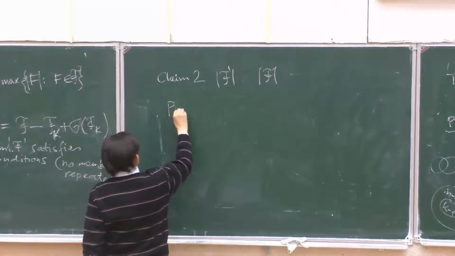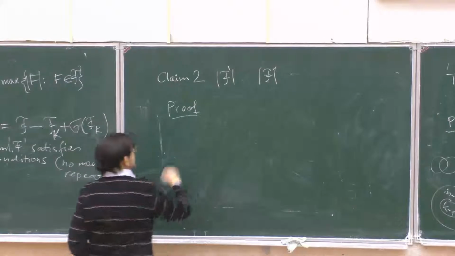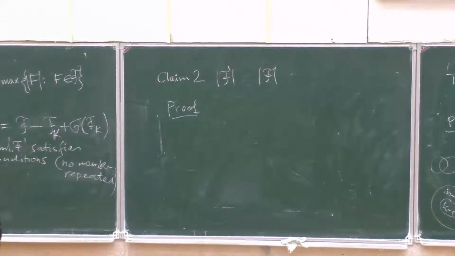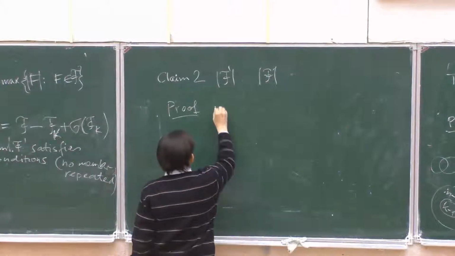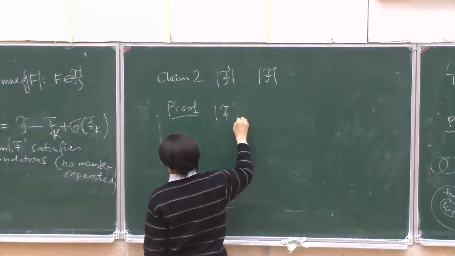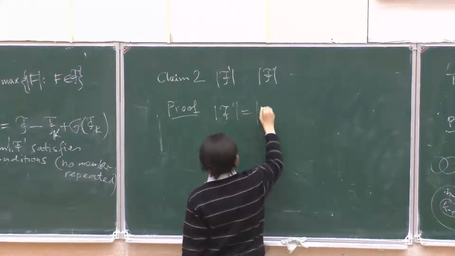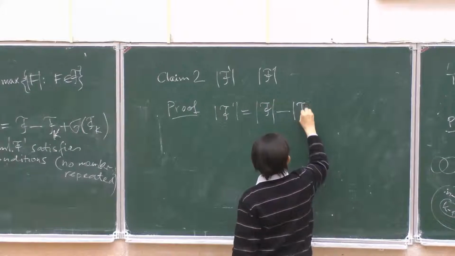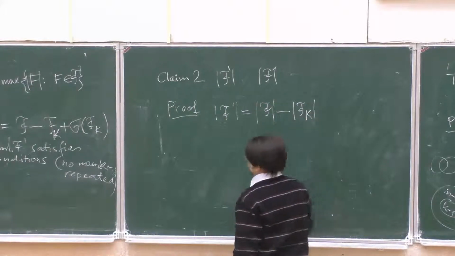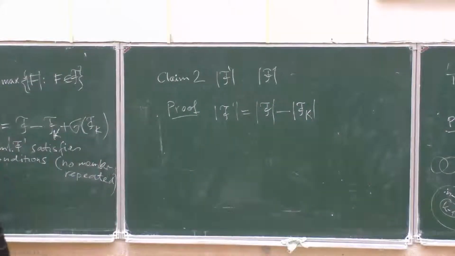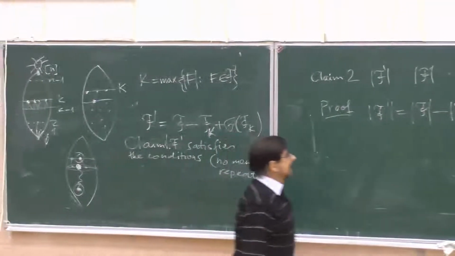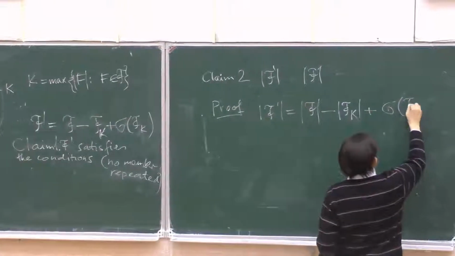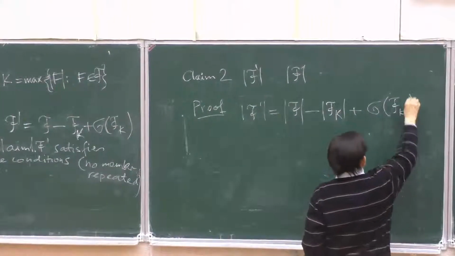So I better show the proof and then I give the inequality. So the size of F prime is equal to the size of the original family minus the size of this level, and we added the shadow.